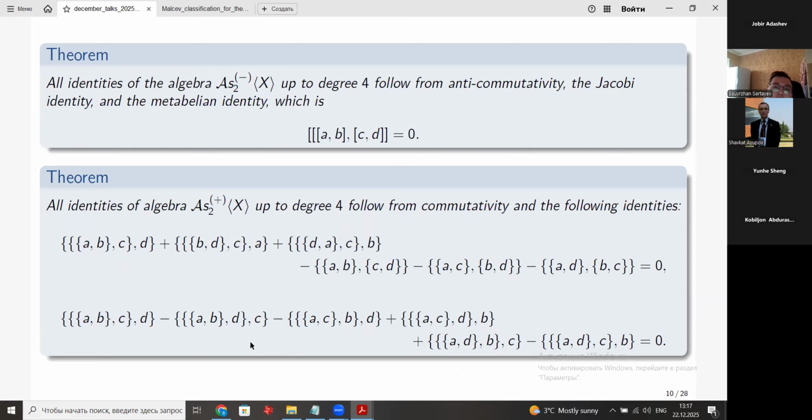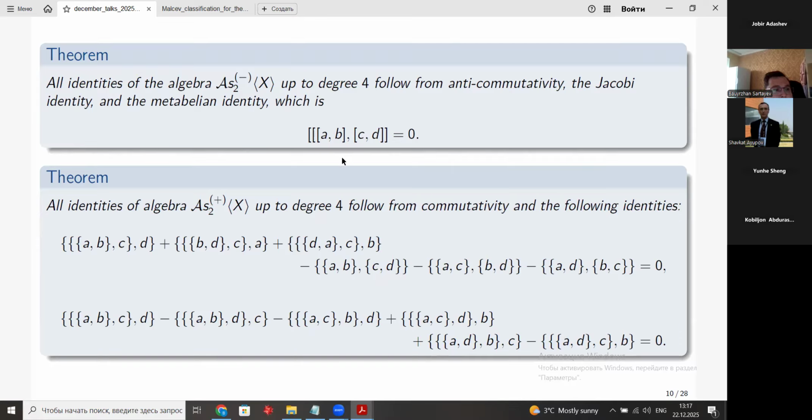Now the next problem: consider the same problem for the second type of associative algebras. All identities of an associative algebra of the second type under the anti-commutator, all identities up to degree 4, follow from anti-commutativity, Jacobi, and the metabelian identity. When we speak about the metabelian identity, that is an identity of this form. This identity is also known as solvability of step 2, as I remember.